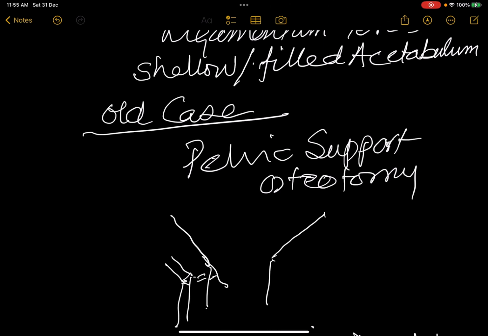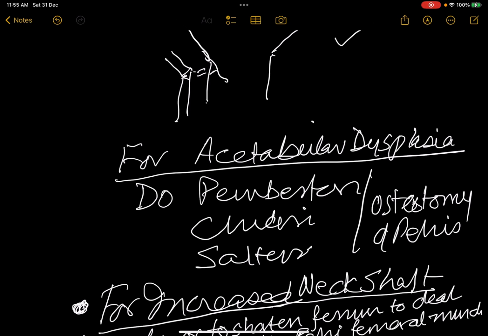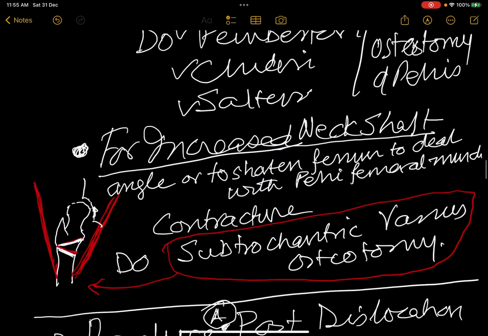In old cases where you can't reduce, you do a pelvic support osteotomy. We've explained this to you quite well. For acetabular dysplasia, that means a high acetabular angle, you can do a Pemberton, Chiari or Salter osteotomy. For increased neck shaft angle, you can do a subtrochanteric varus osteotomy to improve the containment of the head.